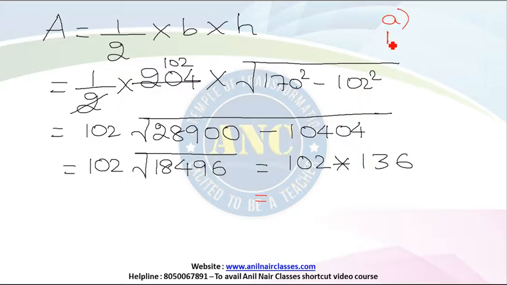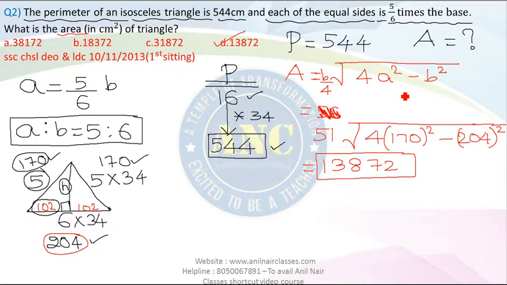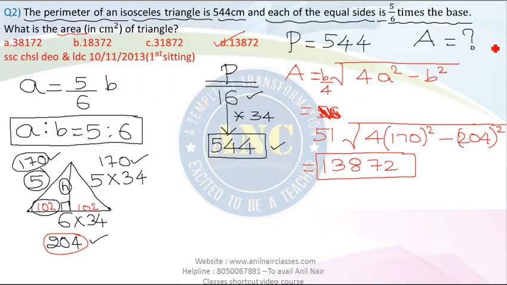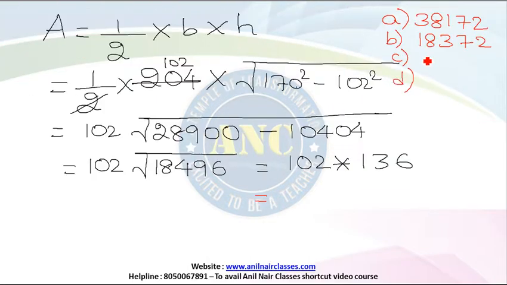Let us go by answer options. If you observe, there are 4 answer options. Let me write it here. 38172 is the first option. 18372 is the second option. And third one is 31872. And the last one is 13872. Right? Now think a little logically, sir.